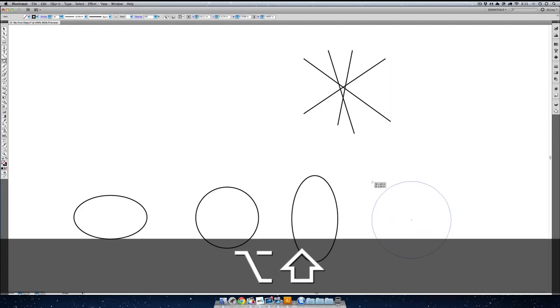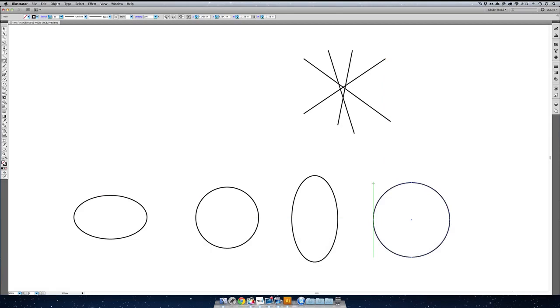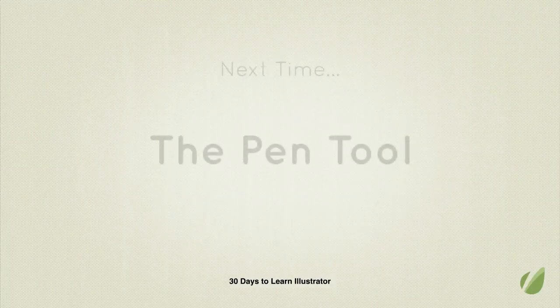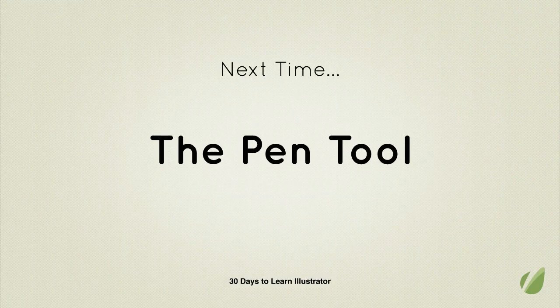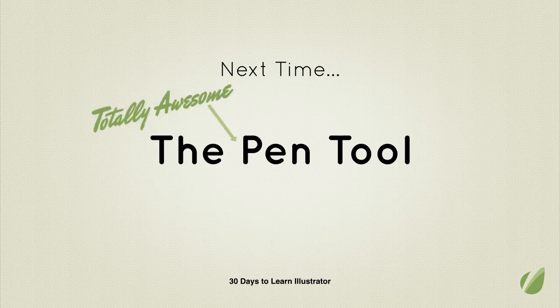So there's a lot of different ways to create each of these objects. If you say, I want a perfect circle, hold down Shift. If you want a perfect circle that starts in the center, hold down Option, then hold down Shift after you start dragging. Once you start getting comfortable creating these shapes, it's time to move on to the most important tool in your Illustrator handbook, the pen tool.